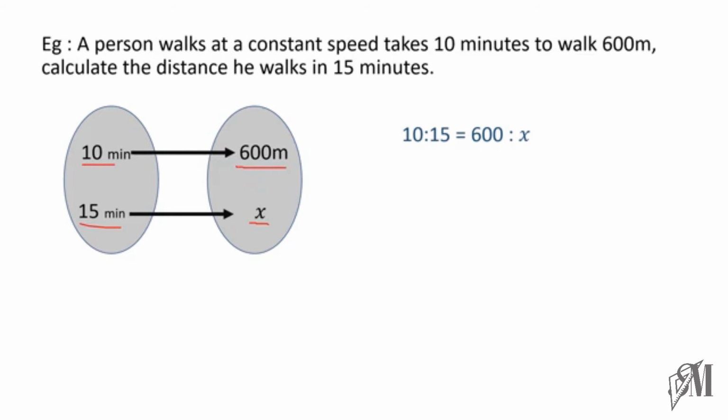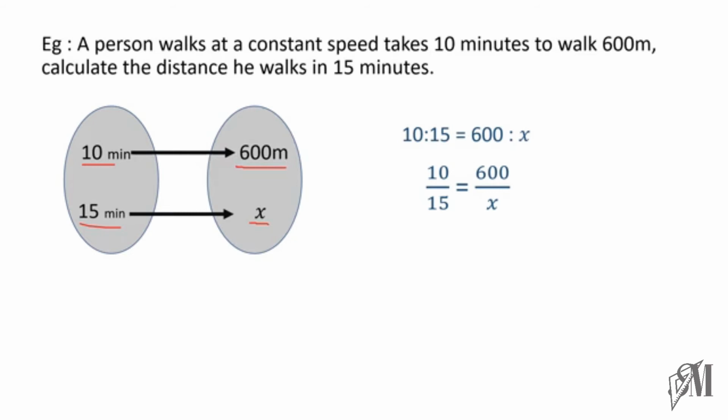Then I can write this in the form of fractions. 10 over 15 is equal to 600 over X. Remember, you have to write this in the same order. If you are writing 10 as the numerator, you have to write 600 as the numerator of the opposite fraction. Remember that, that's a must. The order must be followed. 10 and 600 must be numerators, and then 15 and X must be denominators. You can write it the other way also. You can write 15 and X as numerators and 10 and 600 as denominators. No problem. You can write it like that as well.